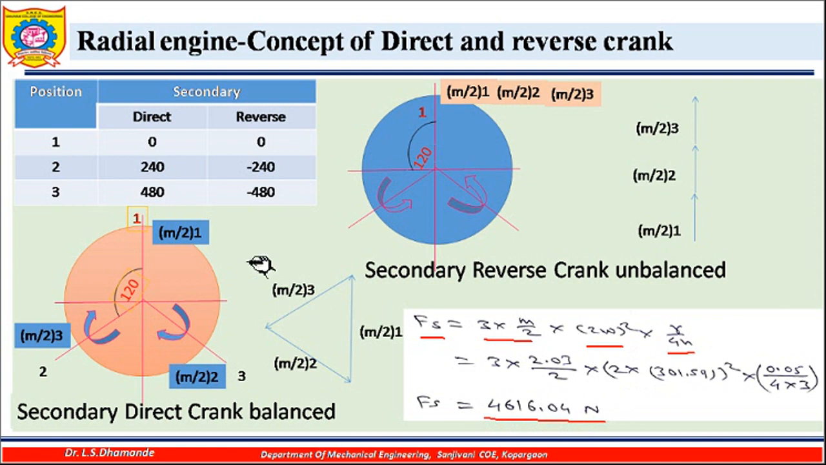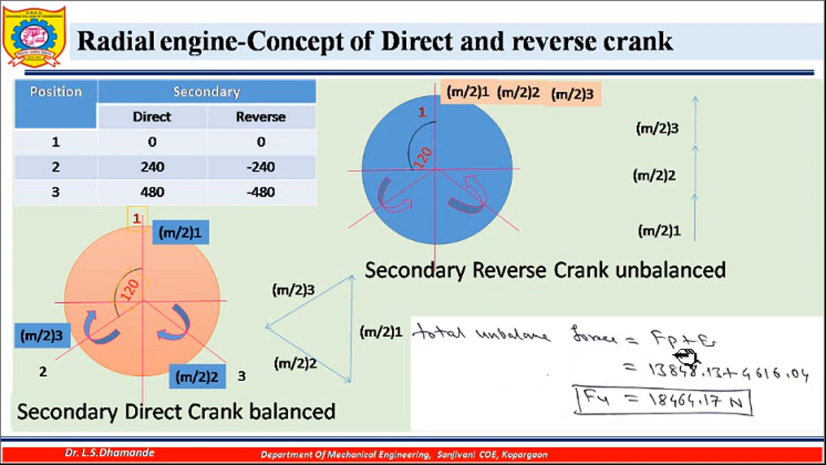So in case of secondary, the reverse crank is unbalanced, and in case of primary, the direct crank was unbalanced. The sum of these will give me the total unbalanced force. The first force I got is 13848.13, and the second is 4616.04. The sum of these is nothing but the total unbalanced force on this particular 3-cylinder engine. So here we'll stop. Thank you very much.